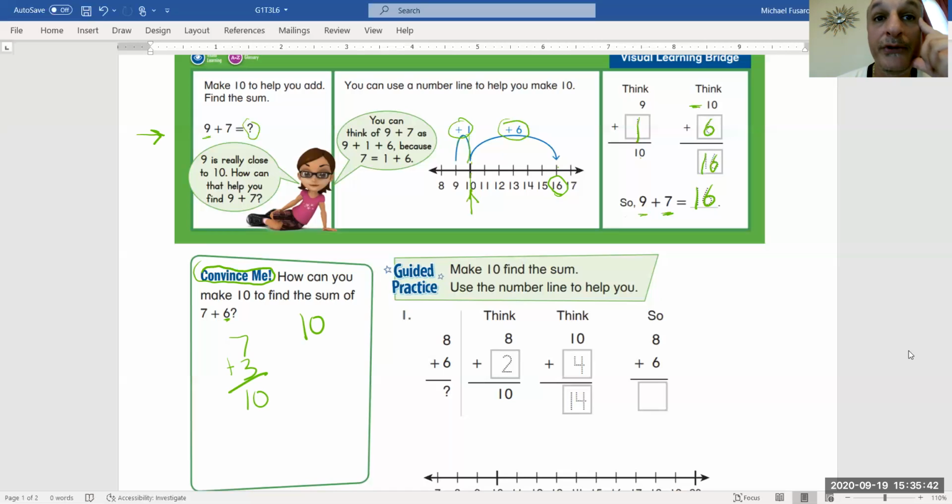6 minus 3 equals 3. So I have 3 more to add. And if I add 10 plus 3, that gives me 13. And 13 is my answer. Remember, that 10 comes up here and we're not done yet.